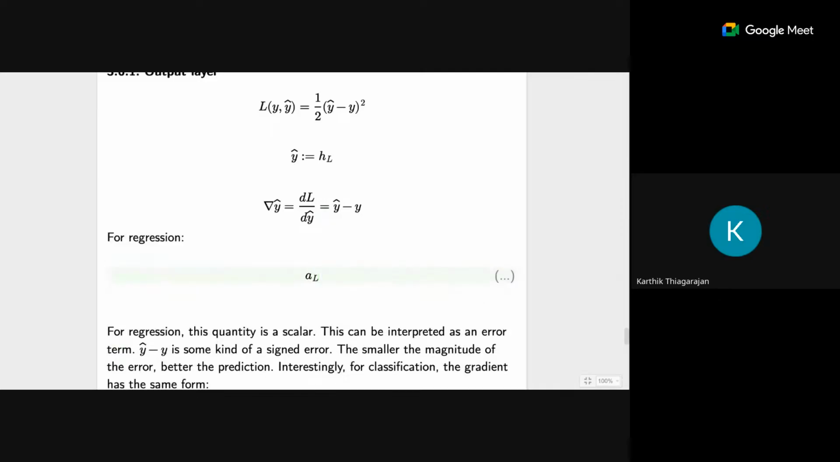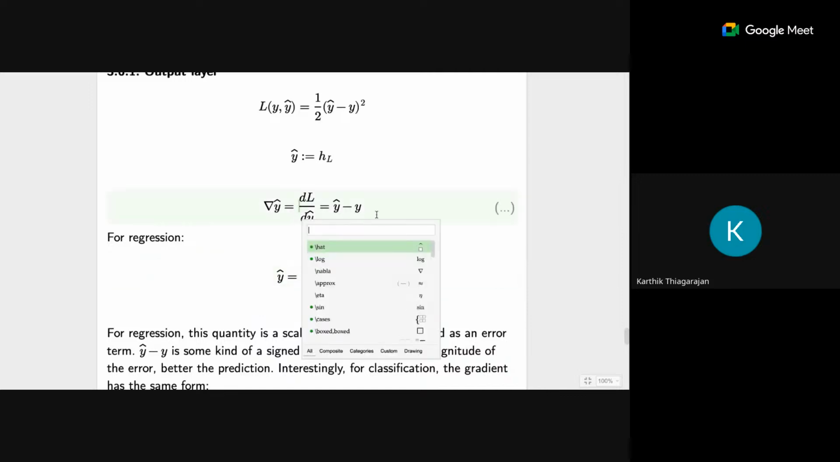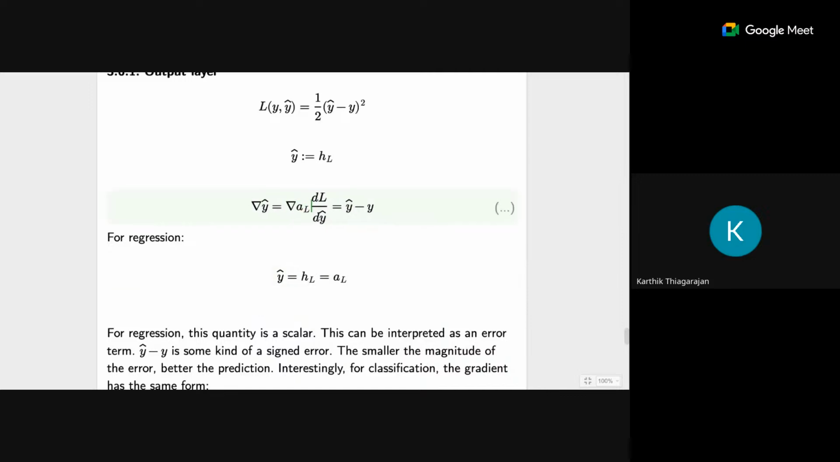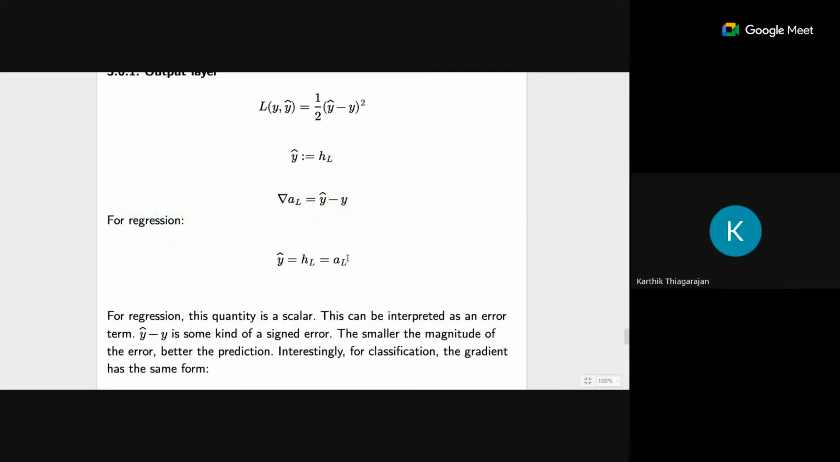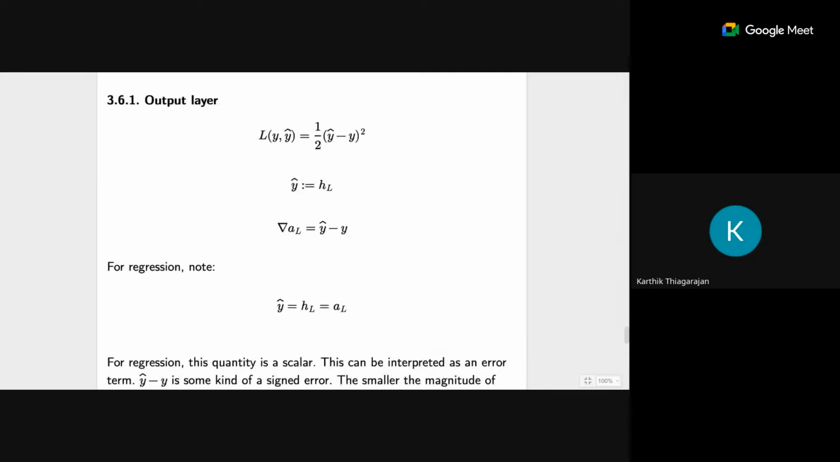See, y hat is always equal to HL anyway. For any neural network, that is true. But for a regression problem, this is also equal to AL. So this can actually be written as the gradient with respect to AL. Okay. And it's better to look at it this way. I don't have time to explain that part, but I made some last minute changes, so this might have confused some of you. So is this clear to everyone, what I have just done here?